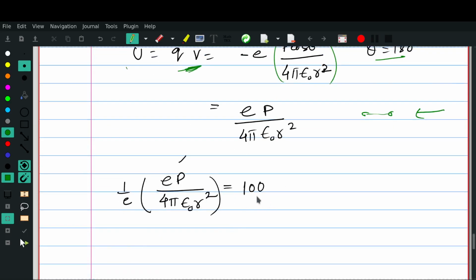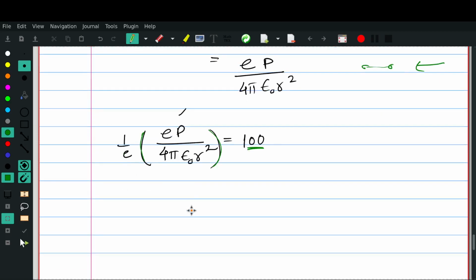And just balance it, 100, right? And so there is 1 by e to convert this whole energy to electron volts. So by dividing by e, we have converted this whole energy into electron volts. Now they have asked to calculate the dipole moment. So for the dipole moment, you just solve for this p and you will have the dipole moment.